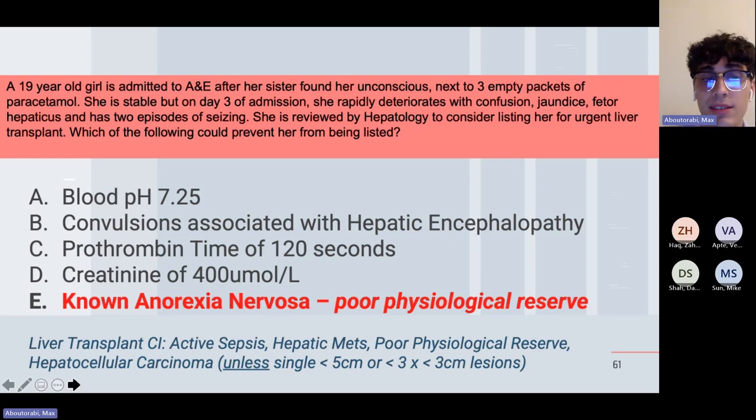So it's not something you'd necessarily need to know for an exam, but in terms of exam technique, you always just want to cross off all the answers that you know can't be true and then use the final answer that you're left with, which in this case is anorexia nervosa, because the other 4 are part of the King's College criteria for liver transplants.